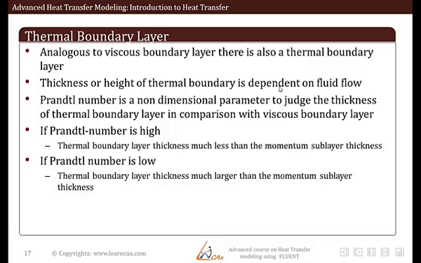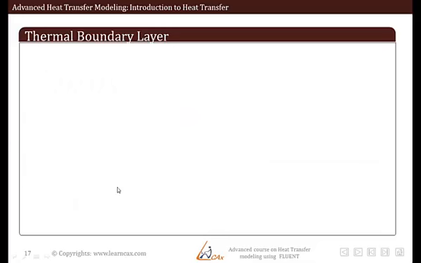So in that case, it is also a function of temperature difference as well as fluid flow. And the Prandtl number is a non-dimensional number to judge whether the thickness of the thermal boundary layer is greater than or less than the viscous boundary layer thickness. So if the Prandtl number is high, the thermal boundary layer thickness is much less than the viscous or momentum sublayer thickness, and if the Prandtl number is low, the thermal boundary layer thickness is much larger than the momentum sublayer thickness.